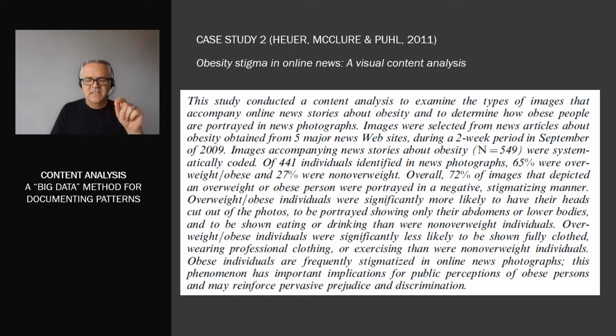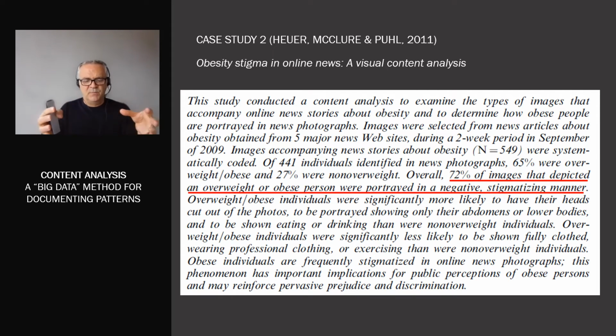The images in their data set were selected, first of all, from 5 major websites during a 2-week period in September of 2009, ending up with a sample of 549 newspaper stories and images. This might not seem like a lot, but the main thing is that they try to specify a defined period and select evidence from multiple sites and major news sources. And this helps to make their study feel more valid. It's also more systematic, and because they tell us what they did, it's a bit more transparent.